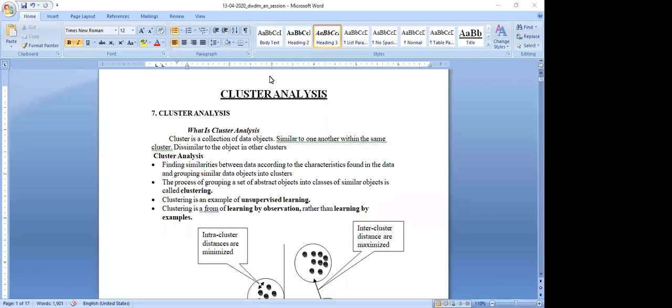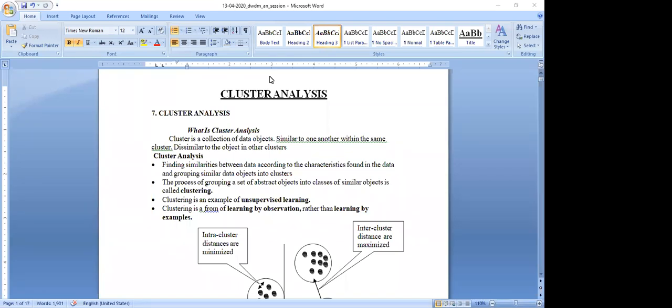Good afternoon, everyone. Today's topic is cluster analysis and what kind of data we are using in cluster analysis. In that, we are going to see the K-means algorithm. First, what is cluster analysis? Cluster is a collection of data objects.